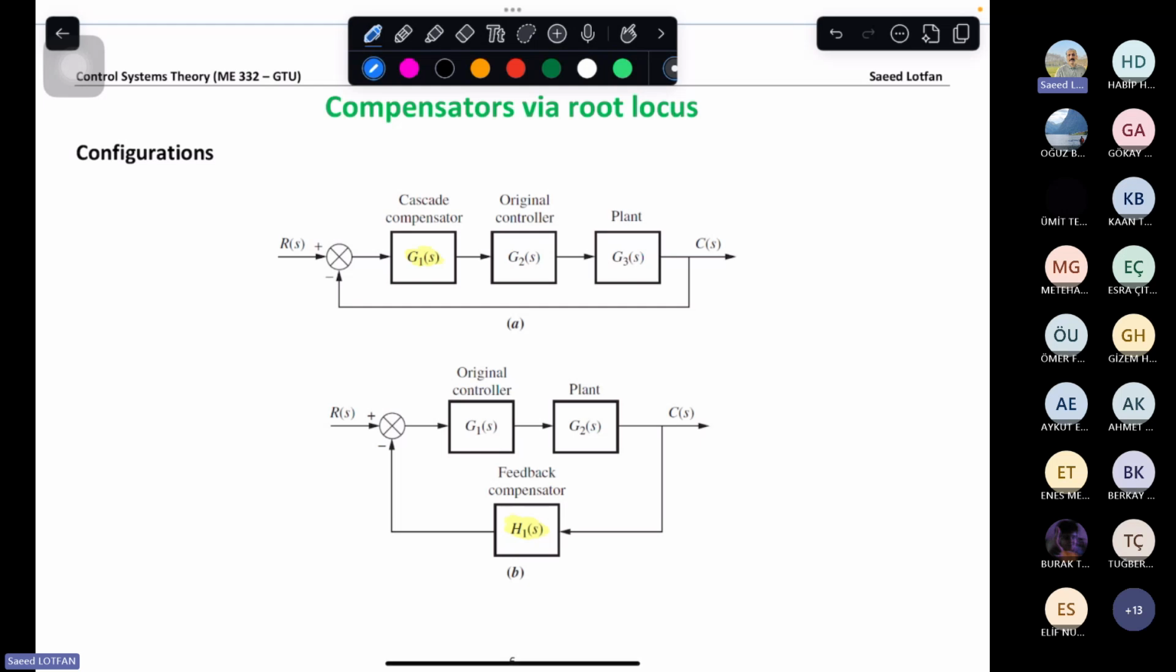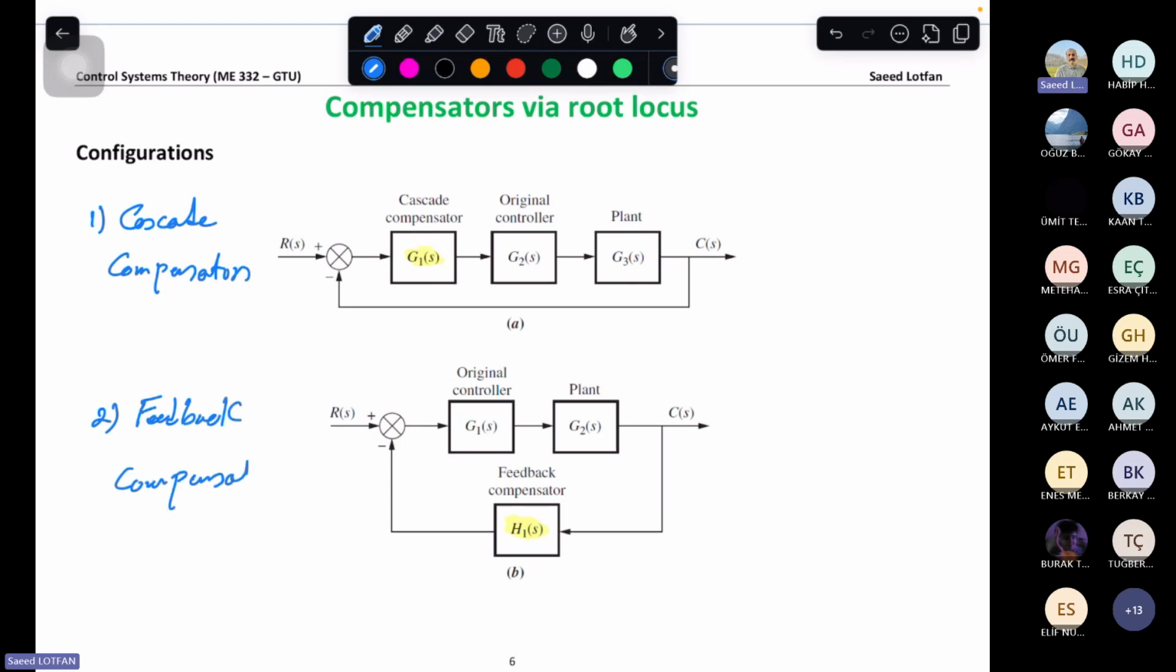So we have two configurations. One is cascade compensators, and the second one is we add something to the feedback part. So it is H1, which is feedback compensators. So we have to study both of them. Both of them have their own rules, and they have their own methodologies to understand how they are affecting the system and how we have to be careful with designing them.